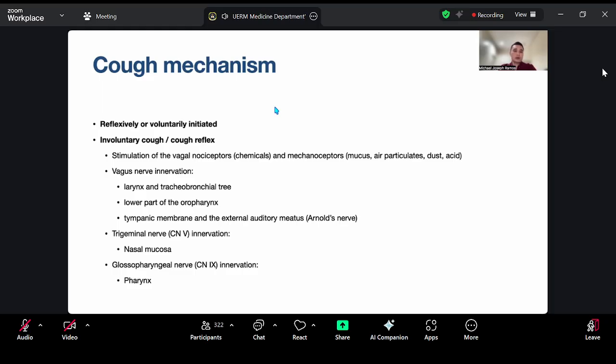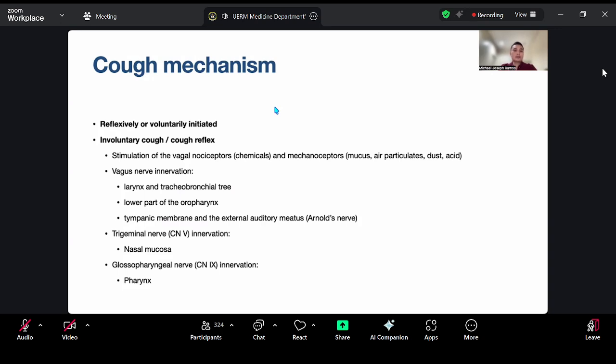Specifically, your vagus nerve innervates the larynx, the tracheobronchial tree, the lower parts of the oropharynx, and also the tympanic membrane and the external auditory meatus. That is why when there is manipulation of the external auditory canal, some patients would tend to feel the sensation of coughing through the stimulation of the Arnold's nerve.